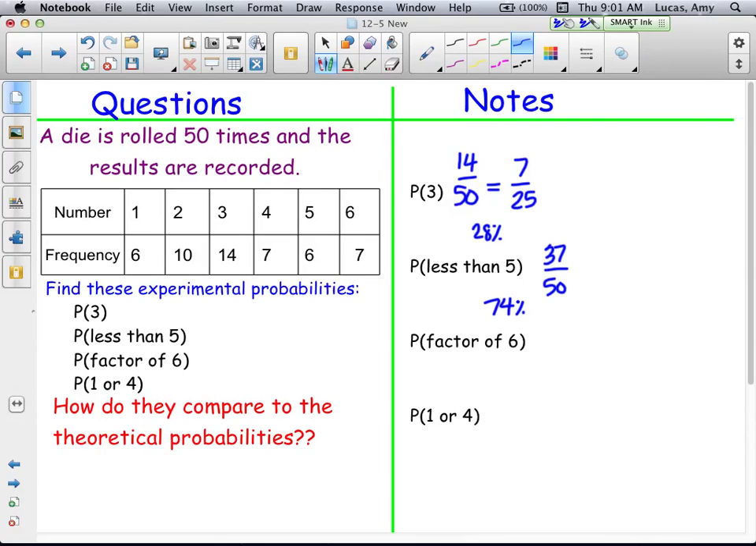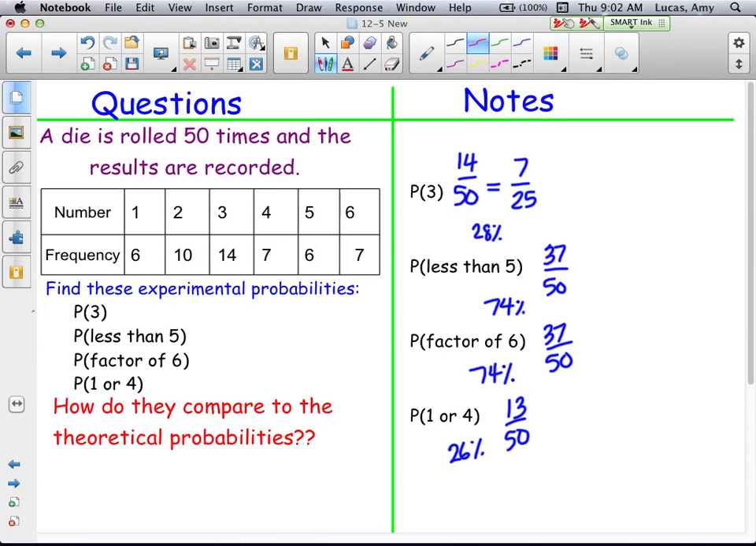The next one, a factor of 6. Factors of 6 would be 1 and 6, 2 and 3. So it would be everything except for the 4 and the 5. So that will give me 37 again. So 74%. And the last one, a 1 or a 4, that would be 13. 13/50 if I add those together, so 26%.